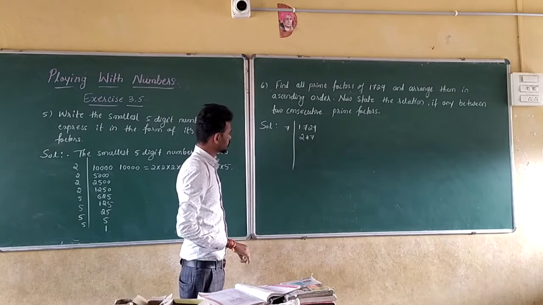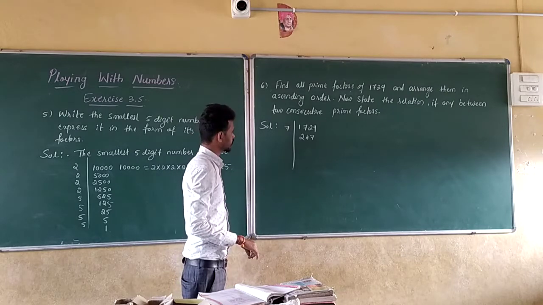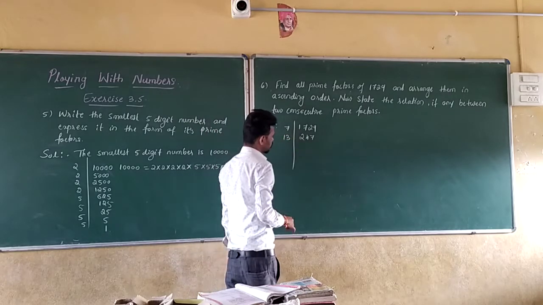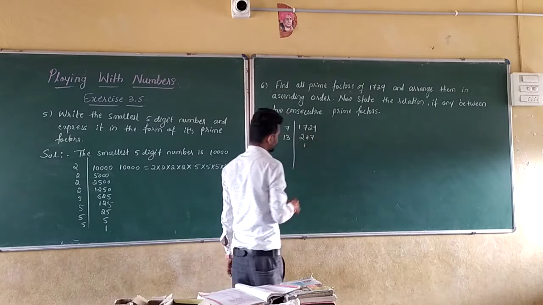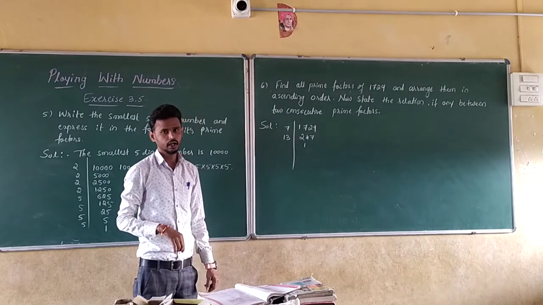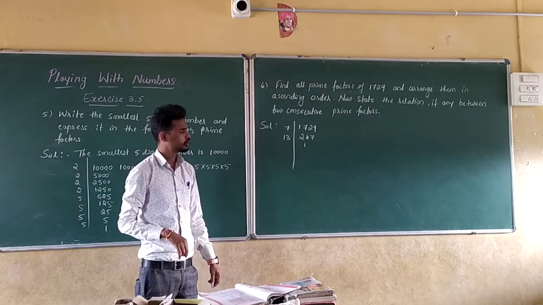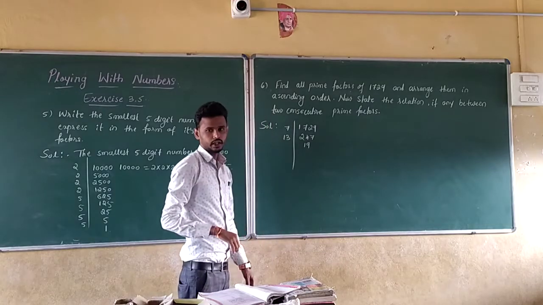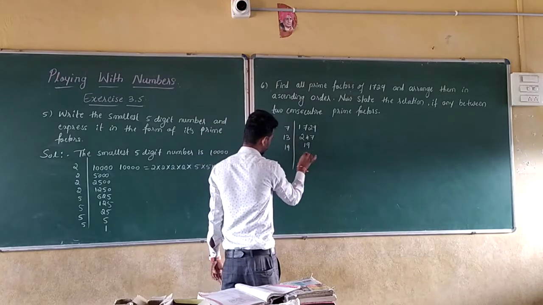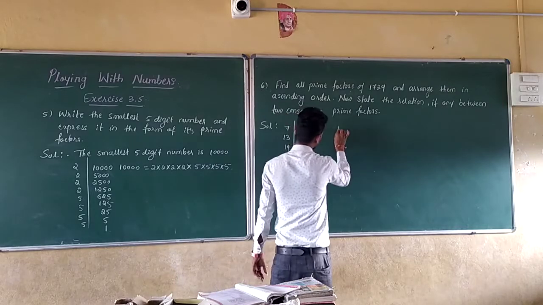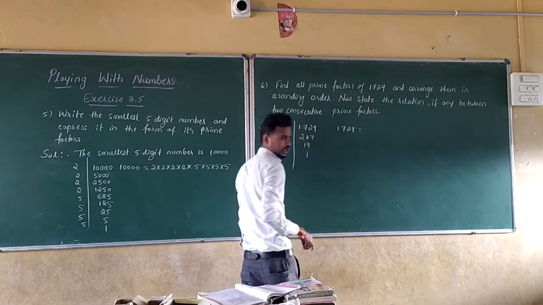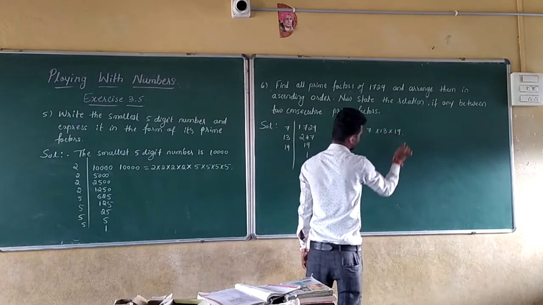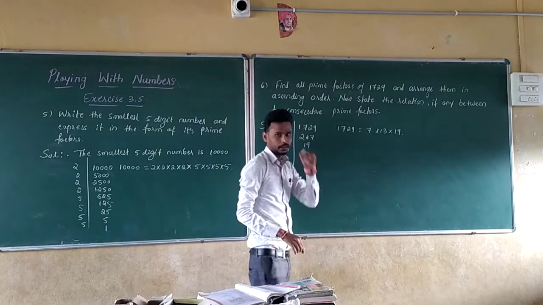Okay, next. This one is not divisible by 7 again. So next, 11, no. Take 13. So here 13 ones are 13. How much remains? 117. 13 9s are 117, so 170 and next 19 is a prime number, so 19 ones are 19. Therefore 1729 we can write as 7 into 13 into 19. So these are now in ascending order.